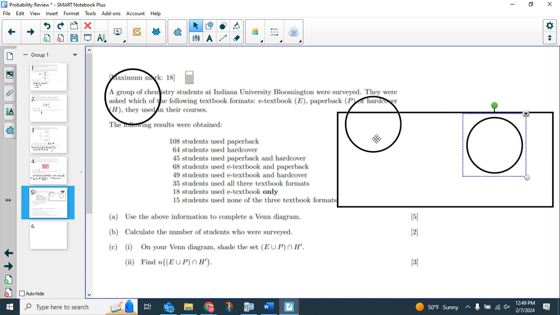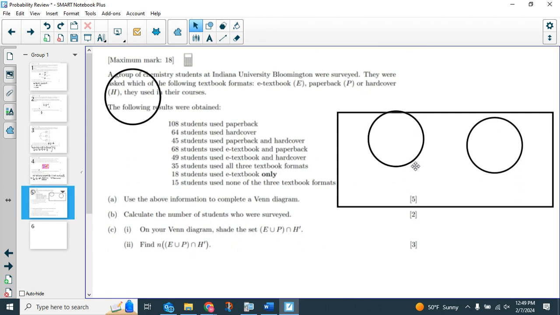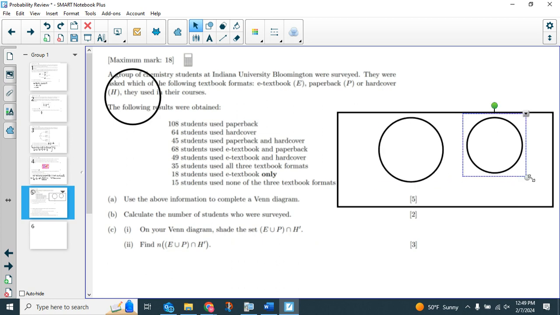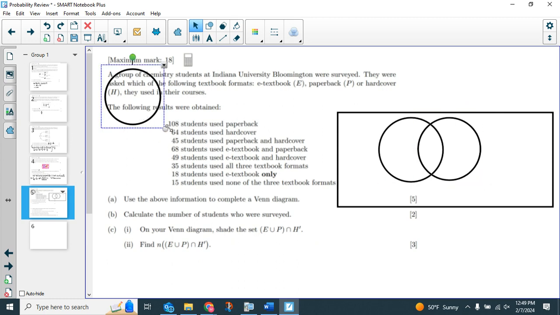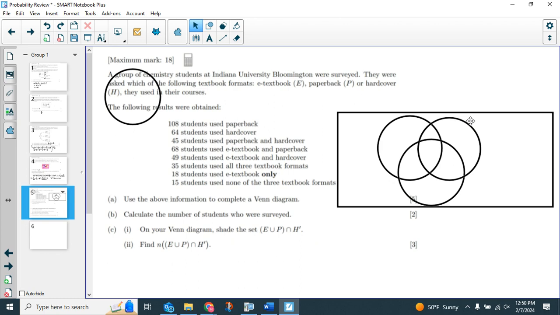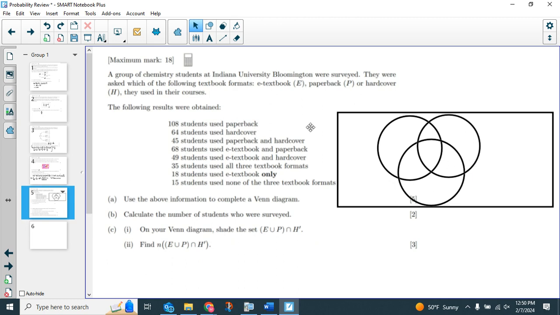Oh, I did way too many then. Make that a little bigger. Move this here. We can make that a little bigger. Put that here. Trying to make this as good as I can. Sorry. Okay. So here we will call this E. We will call this P, and we will call this H for hardcover.